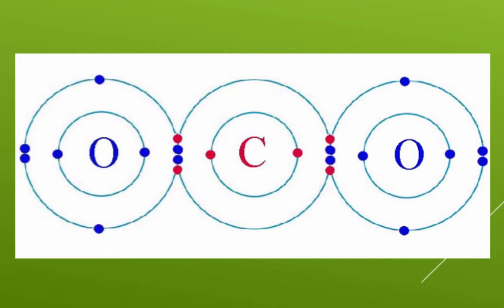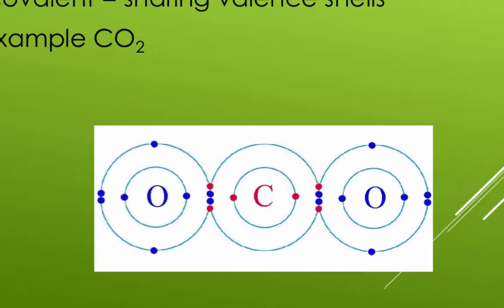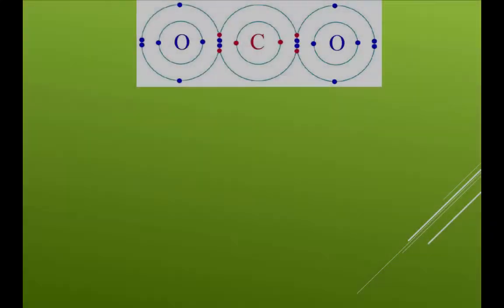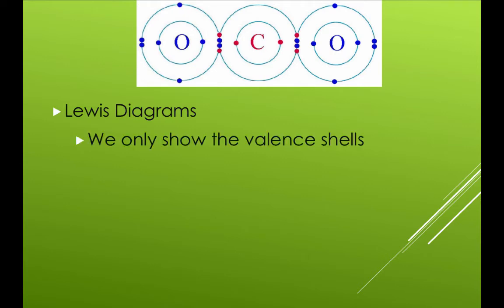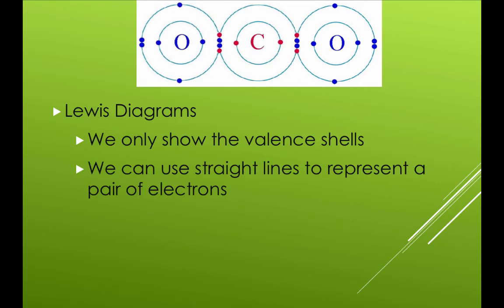If we count the total number of valence shell electrons for all 3 atoms, it's 1, 2, 3, 4, 5, 6, 7, 8, 9, 10, 11, 12, 13, 14, 15, 16. In the Lewis diagram, also known as the structural diagram, we only show the valence shell electrons as the inner shells are not involved in the bonding. And for each pair of electrons, we can draw a straight line.